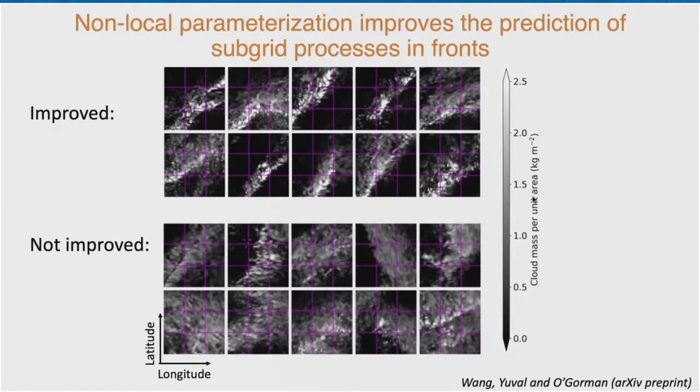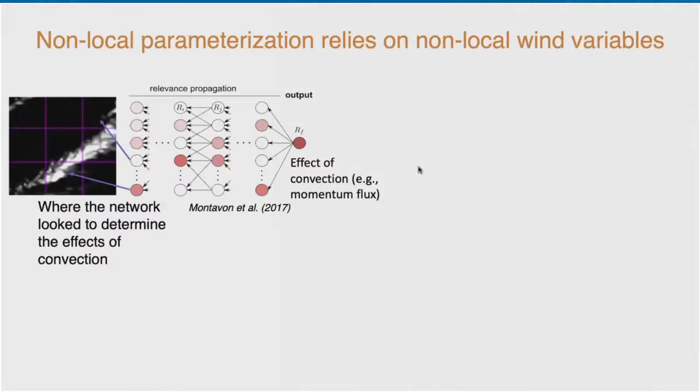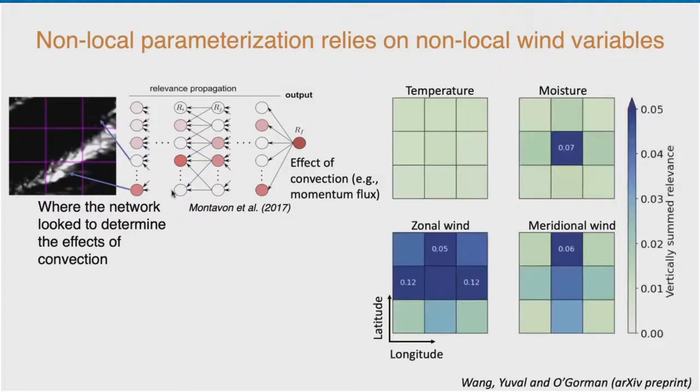This is interesting by itself, but what we can do now is really look at samples that we really improved and try to understand where the network looked to determine the effects of convection. So the idea here is to use an explainable artificial intelligence tool. Specifically, we are using layer-wise relevance propagation to really determine where the network looked to determine the effects of convection. So let's look at how it looks.